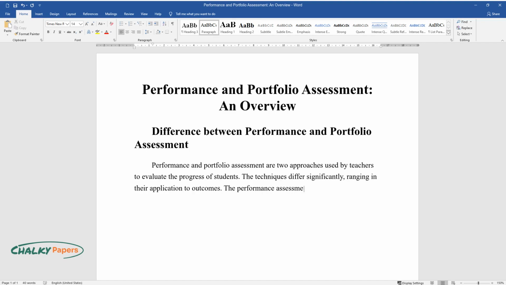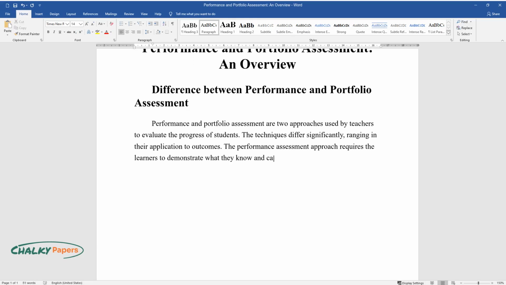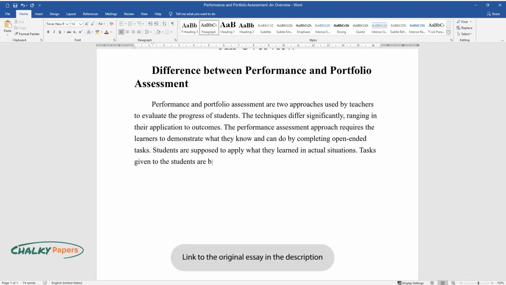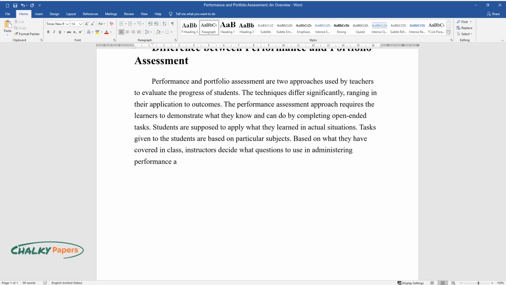The performance assessment approach requires the learners to demonstrate what they know and can do by completing open-ended tasks. Students are supposed to apply what they learned in actual situations. Tasks given to the students are based on particular subjects. Based on what they have covered in class, instructors decide what questions to use in administering performance assessments.